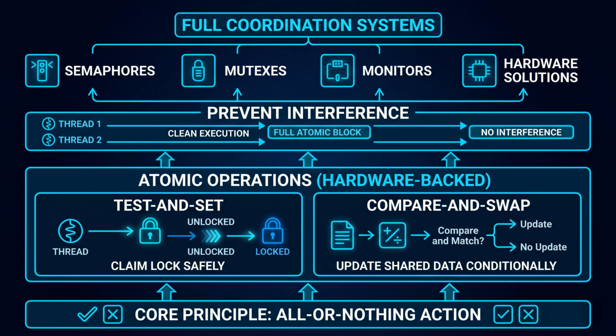So the big picture is this. Atomic operations are the hardware-backed building blocks of synchronization. Test and set helps claim locks safely. Compare and swap helps update shared data only when conditions match. Both prevent dangerous mid-operation interference between concurrent threads or processes. In upcoming topics like hardware synchronization solutions, semaphores, mutexes, and monitors, you will see these ideas grow into full coordination systems. But at the core of many of them lies one simple principle. Some actions must happen completely, or not at all.